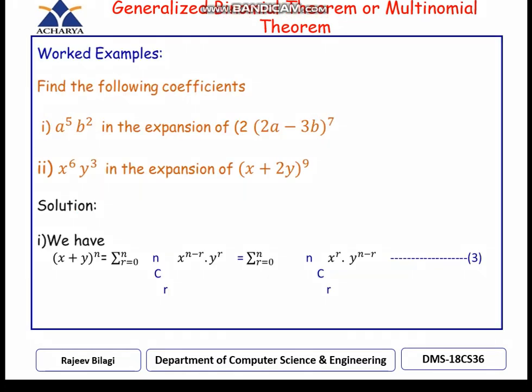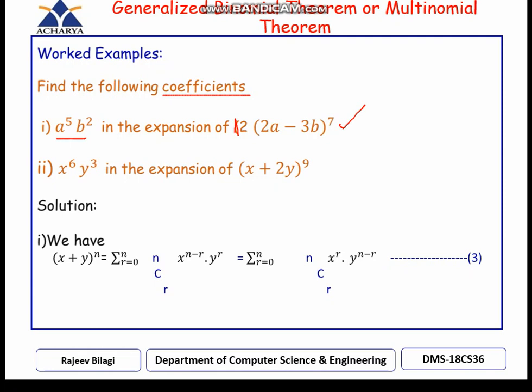We will solve some of the problems related to the binomial theorem. Look at here. Find the coefficient of a to the power of 5 b squared in the expansion of (2a minus 3b) whole squared, whole to the power of 7, and the second one is x to the power of 6 y cubed in the expansion of (x plus 2y) to the power of 9. So this is what we need to find out. We'll see how it is.